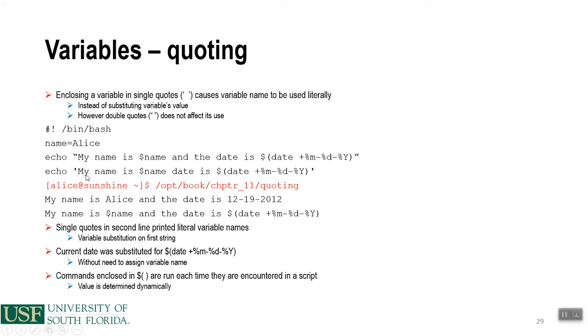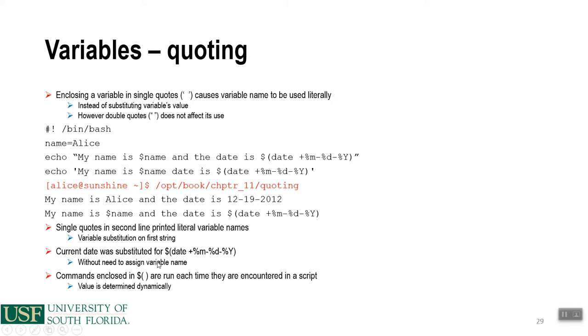So if you have the single quotes, it will call the variable name literally. It will literally be what you said it is. Whereas if it's a double quote, you can go ahead and call that particular variable accordingly. So the single quotes in the second line printed literal variable names, and the variable substitution is on the first string.